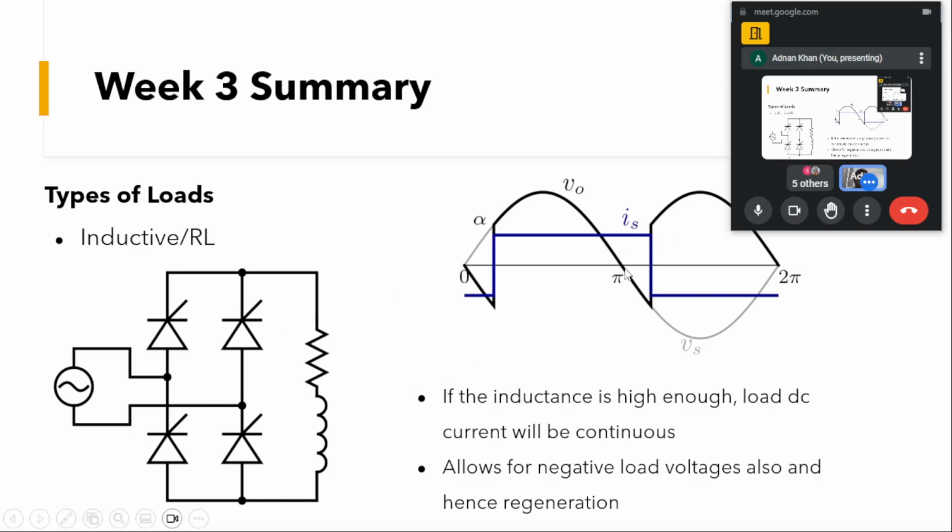So you can see in this interval the power is negative. Because of this negative voltage, the power is negative, and hence we can say that with these controllable devices, we can have regeneration as well.